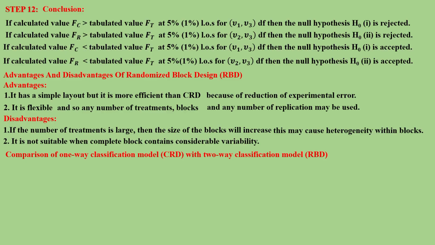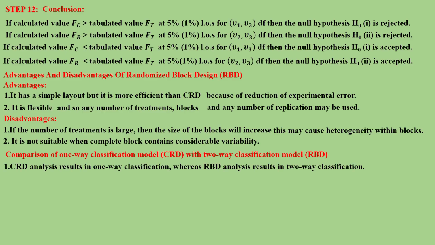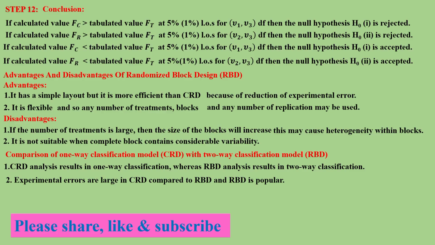Comparison of one-way classification and two-way classification. CRD is one-way classification, whereas RBD is two-way. Experimental errors are large in CRD. So in one-way classification compared to two-way classification, the experimental error is more in one-way classification, that is CRD. Two-way classification is RBD.